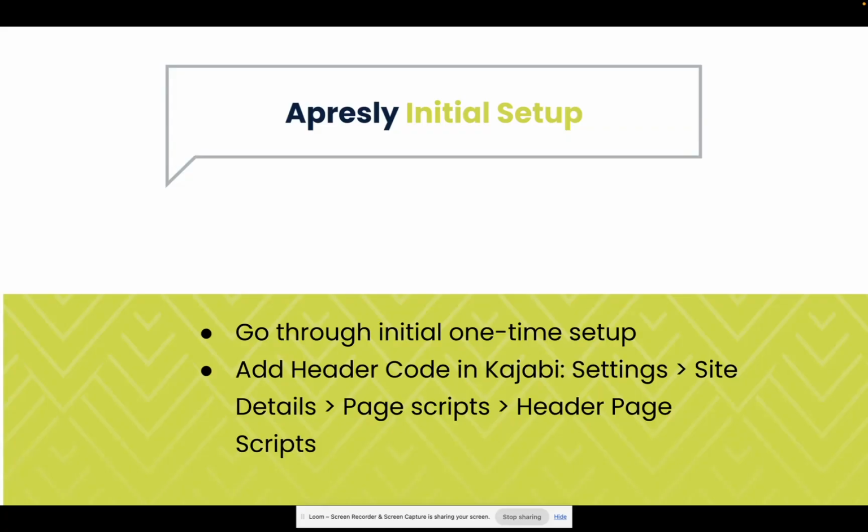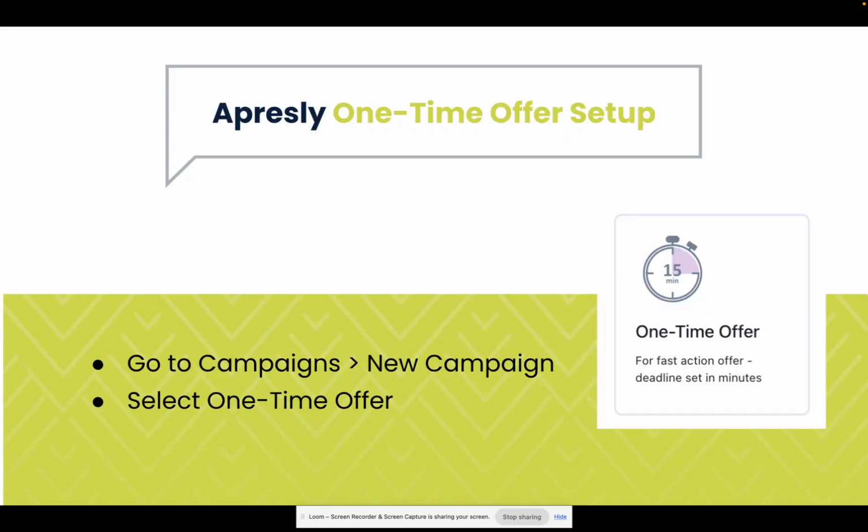It's very straightforward, but the one thing that's really, really important is that you add the header code in Kajabi. They'll provide you with the code, and in Kajabi, you go to settings, site details, page scripts, and then the header page scripts area. And that's where you paste that code in. And this will help Apresly know that this is your account and that it's linked to this Apresly account, so that it will all work fine. Once we're going to put the individual timers on the sales page and the checkout page, you'll get a different piece of code for that. But that only works if you have this header code in place. So this is really important.